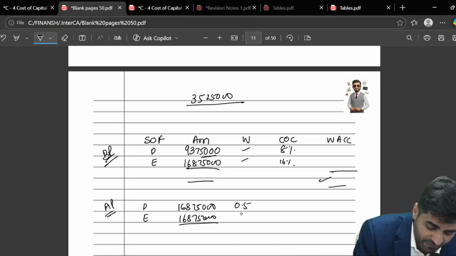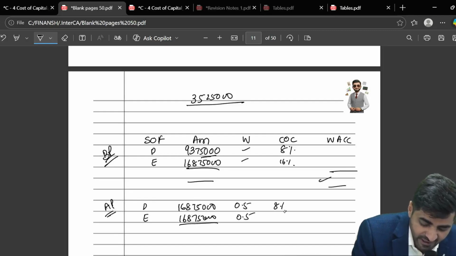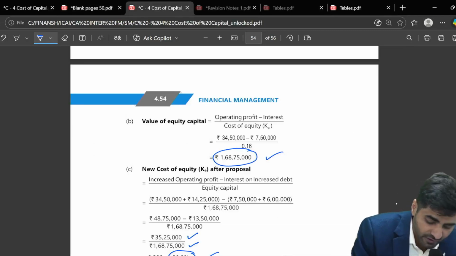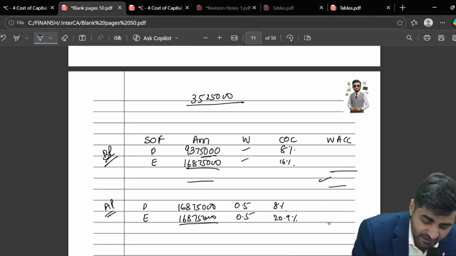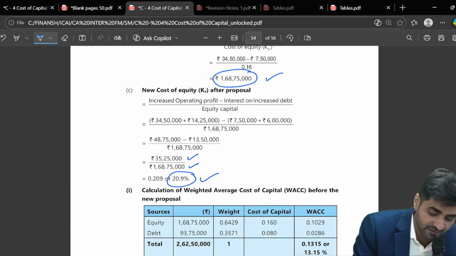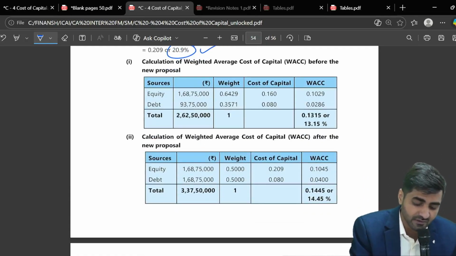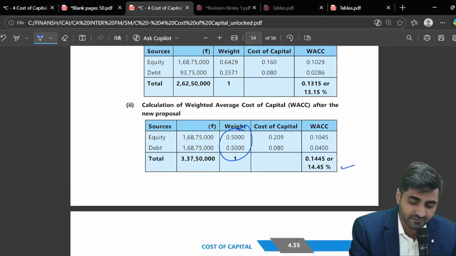So can I say the weights are going to be 0.5, 0.5. This is 8, and the new KE which I've got is nothing but 20.9%. Will I be getting the WACC? Yes, sir. You'll be getting the WACC. See, half of the proportion. 14.45.